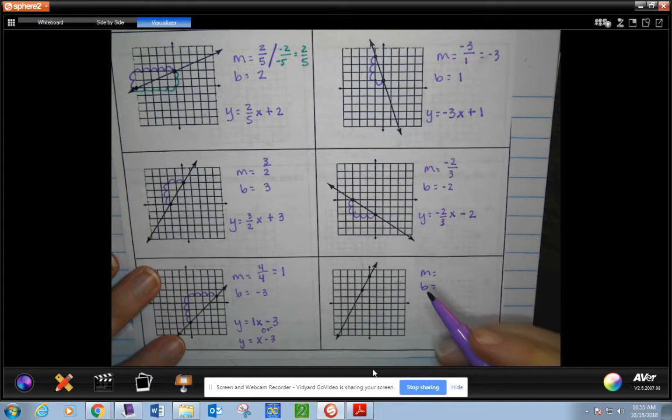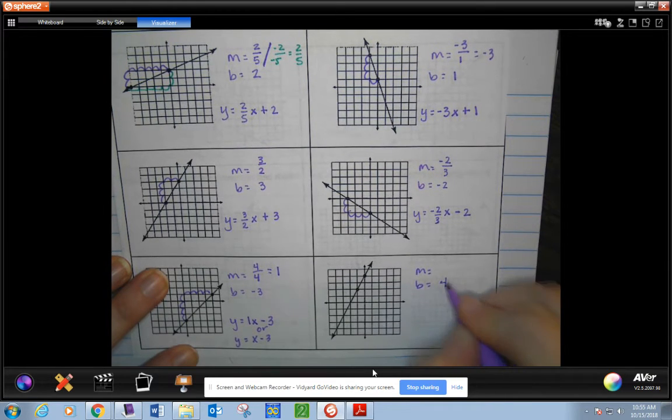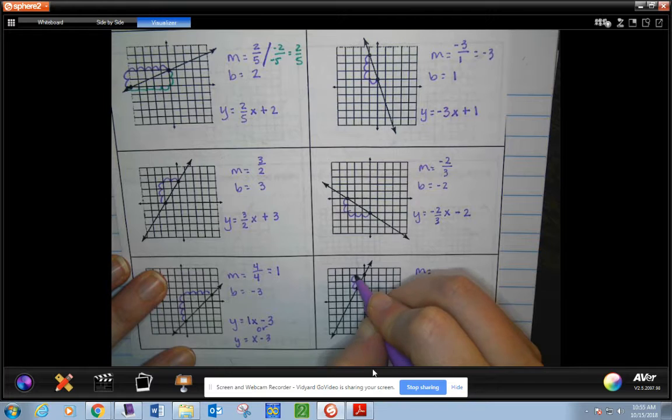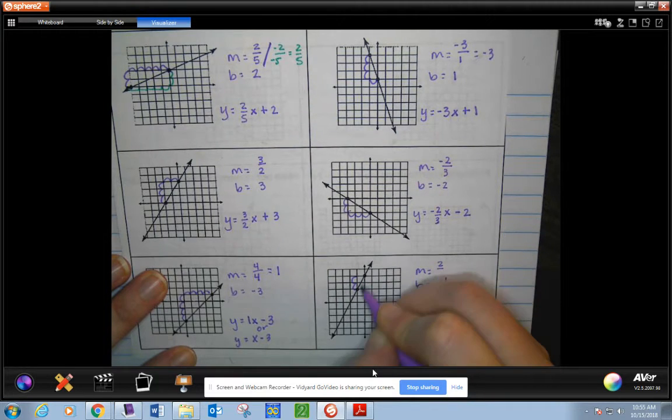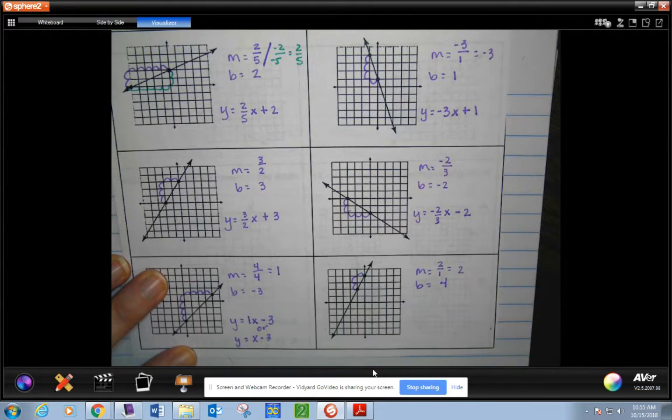For the last example on the front, I am crossing at positive 4 on the y-axis. I'm going to start at my left dot, and it takes me moving up 2 to get to my next dot and over to the right 1. 2 over 1 is the same thing as 2. So I have y equals 2x plus 4. My slope is positive. This line goes uphill. So flipping to the back.